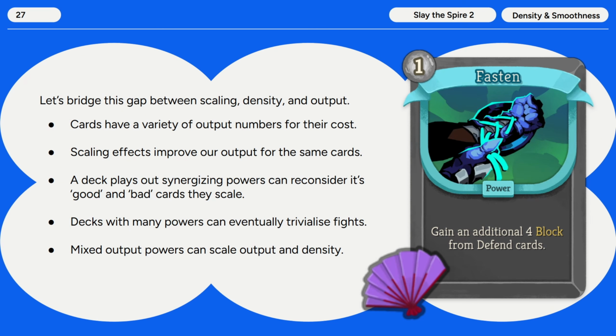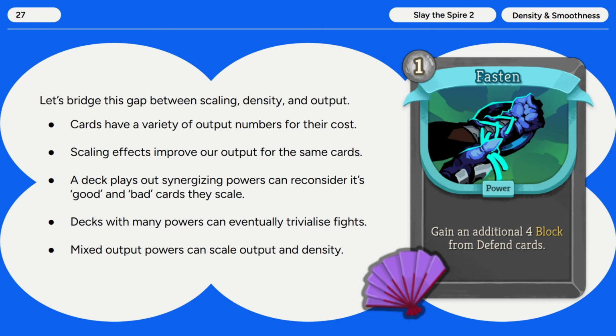Cards have a variety of output numbers for their costs, and scaling effects improve our output for the same cards, and a deck that plays out its synergizing powers can reconsider its good and bad cards as they scale, right? Every turn they can look into their deck and they can say, hey, my Defend blocks for 8 now, my Basic Strikes come in for 9. So they can look at different combinations of cards for the turns they have coming up.